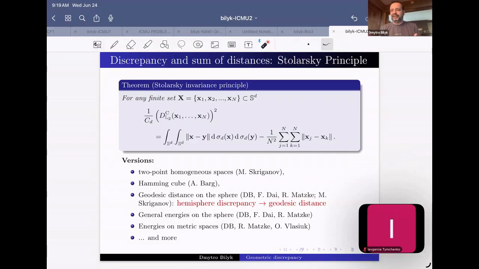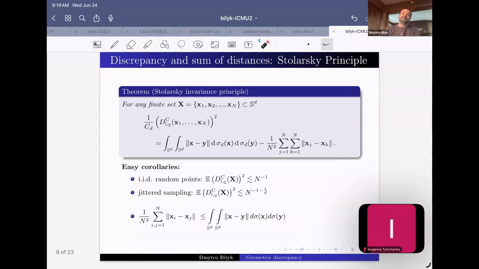And then independently in the exact same year, myself, Feng, and Ryan observed it, and also Maxim Skriganov. Okay, so there has been quite a lot of work done on this identity. There are some very simple corollaries that you can deduce from this identity. So the first two are actually also your homework problems. This is problem 2 in your homework. Easy applications of the Stolarsky principle.